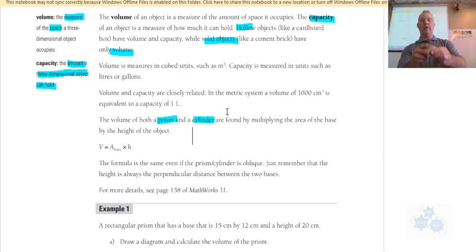Easy. This one, what's the area of a circle again? What's the formula? Pi r squared. So the volume is pi r squared times h. Okay, that's awesome. Now cones and pyramids are a bit different, but we'll talk about that when we get there.